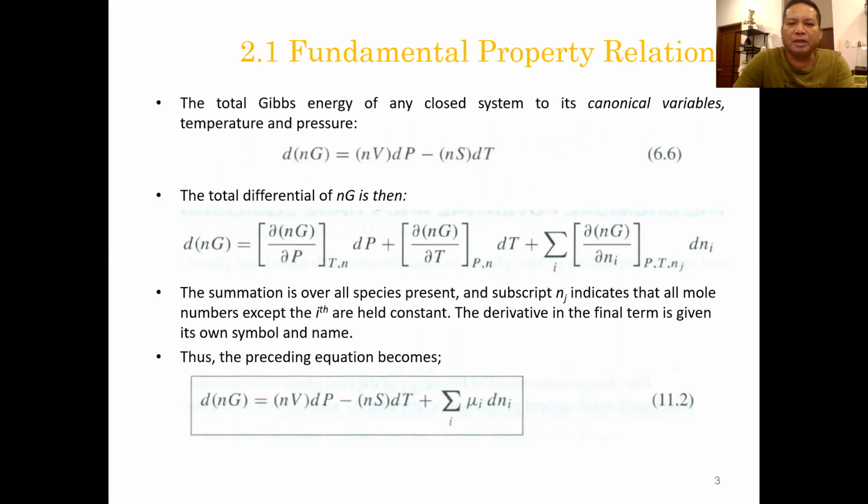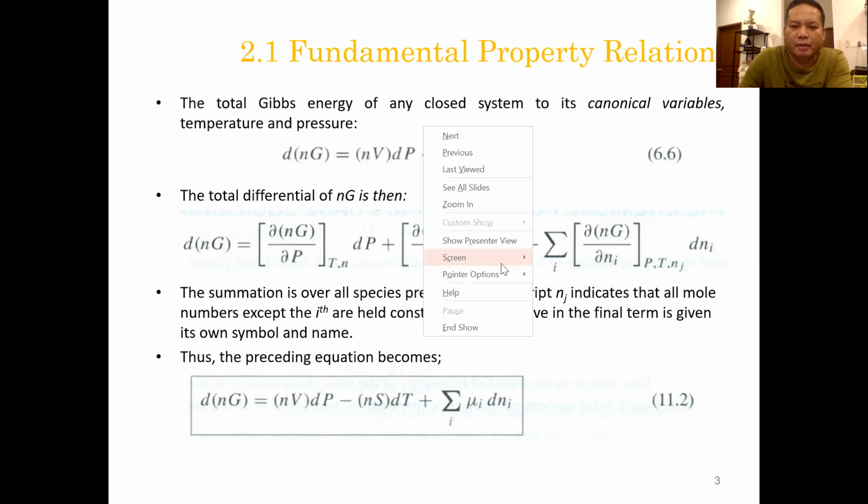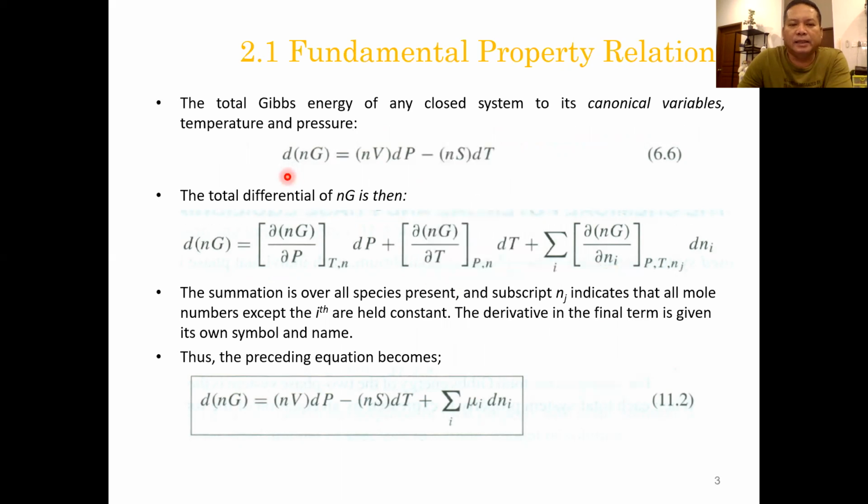Okay, so the fundamental property relationship. The first would be the total Gibbs energy of any closed system, which is defined by this. Hold on, let me pull out my laser pointer. Okay, dG, and Gibbs energy is a function of the pressure, and temperature.